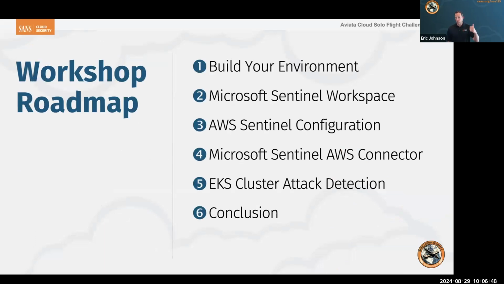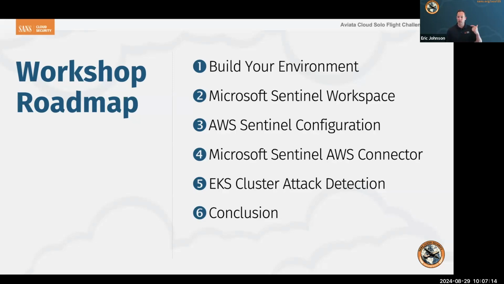Number one, in order to do this, you're going to need an AWS account, and you're also going to need an Azure subscription. So you need both, because remember, the goal is to get things in AWS flowing over into Sentinel. So you're going to have to set things up on both sides. In the very first section, which I'll give you a 30-minute block here to work on, you get your environment built out.